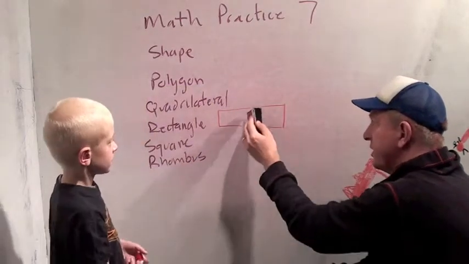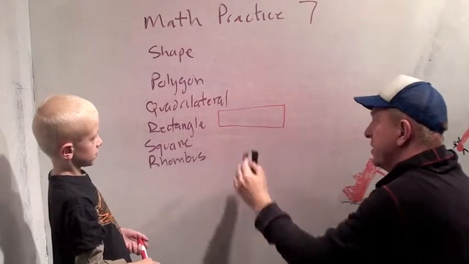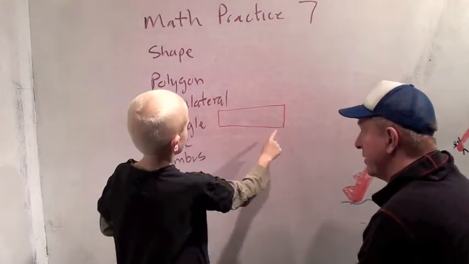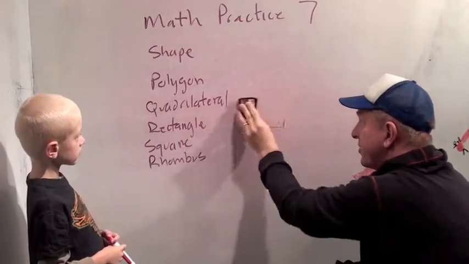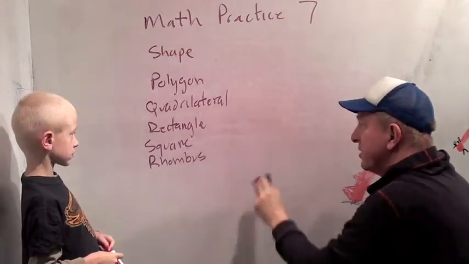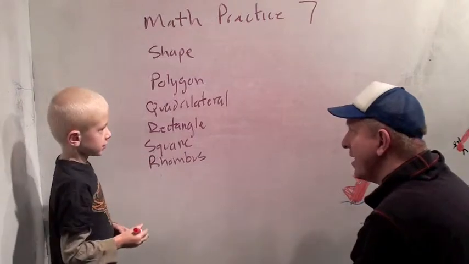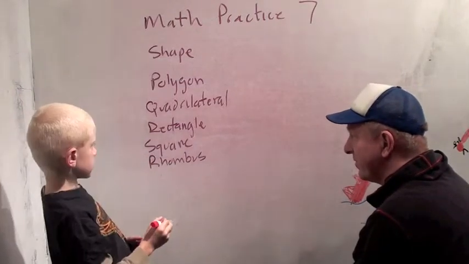Okay, so these two sides are the same length, these two sides are the same length, and what else? What's special? Right angles. Four right angles. Okay, good job. Now, there's a special kind of rectangle called a? Square. A square. Draw a square for me.